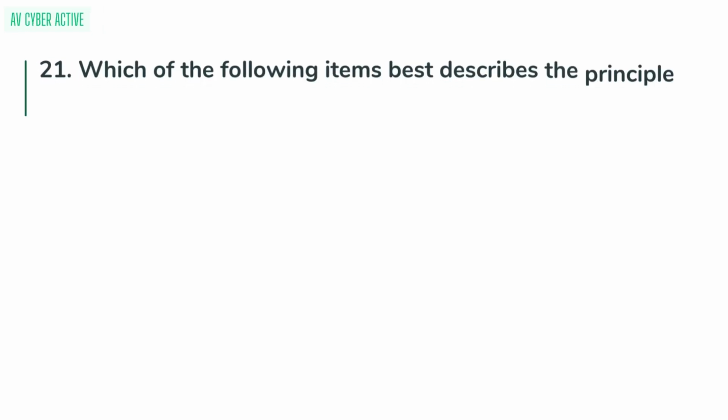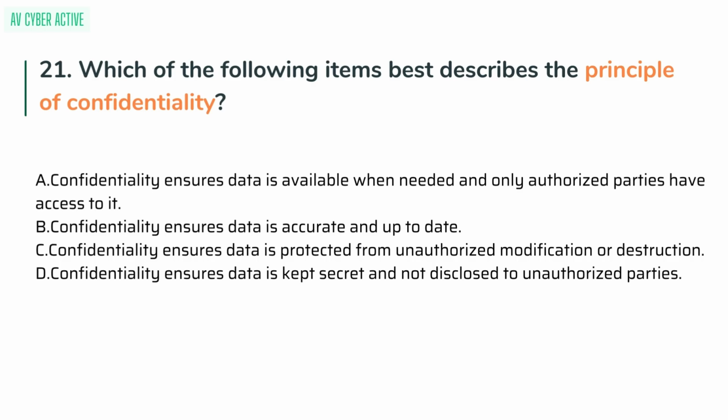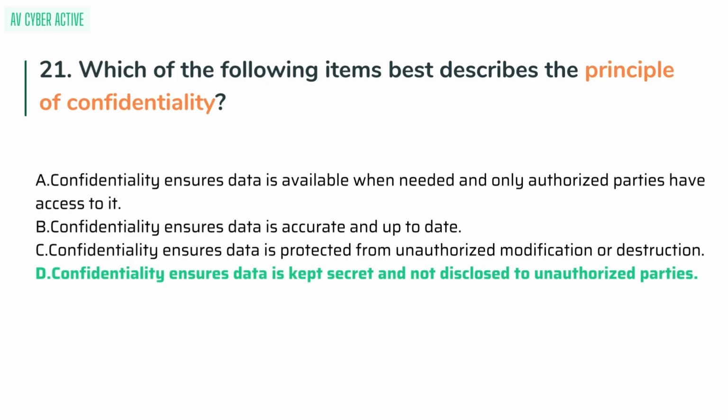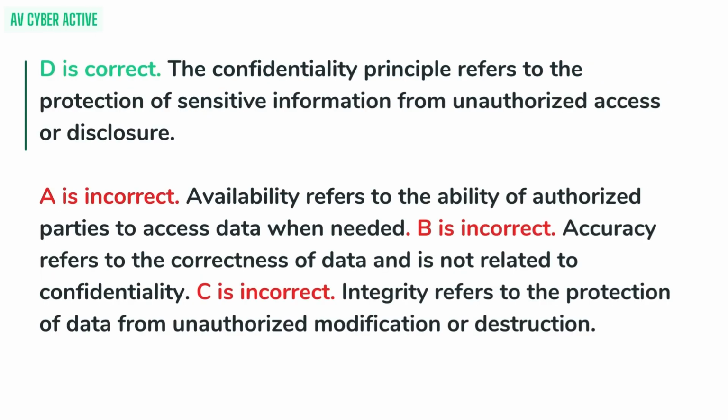21. Which of the following items best describes the principle of confidentiality? A. Confidentiality ensures data is available when needed and only authorized parties have access to it. B. Confidentiality ensures data is accurate and up to date. C. Confidentiality ensures data is protected from unauthorized modification or destruction. D. Confidentiality ensures data is kept secret and not disclosed to unauthorized parties. D is correct. The confidentiality principle refers to the protection of sensitive information from unauthorized access or disclosure.